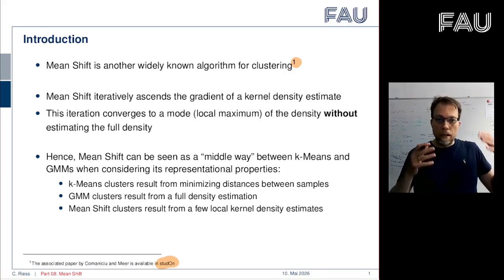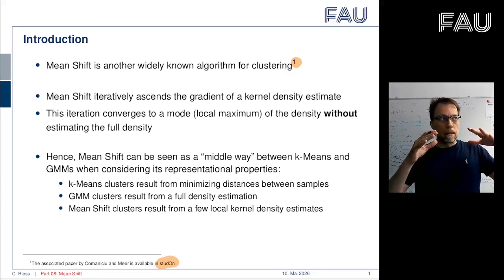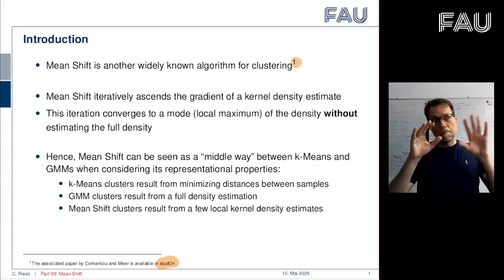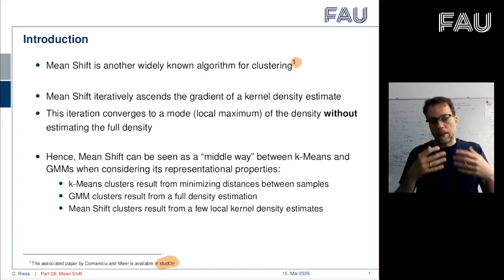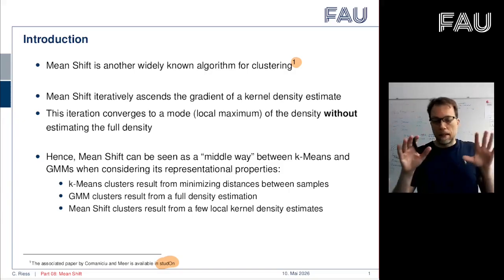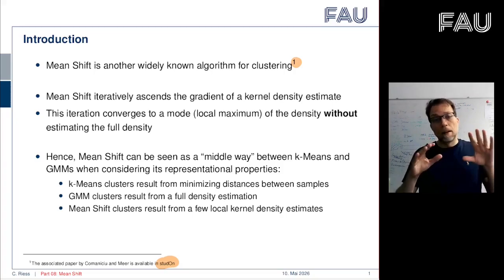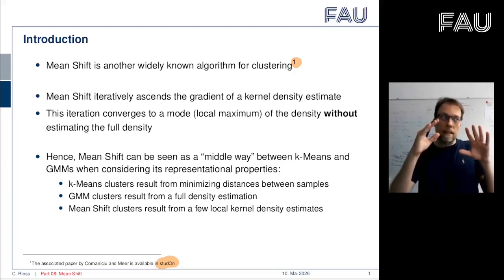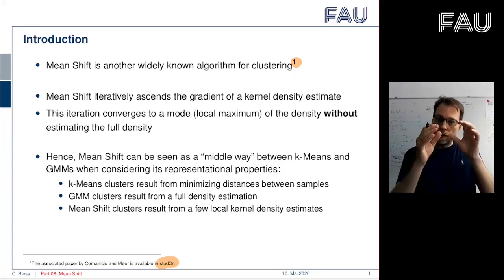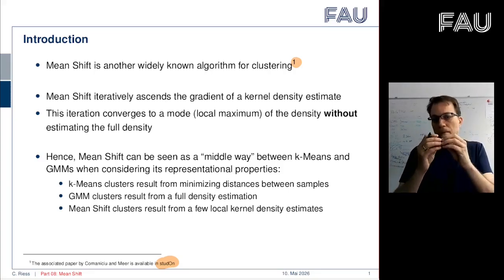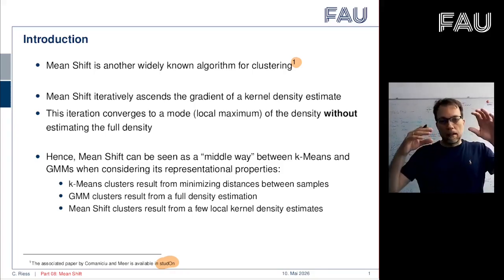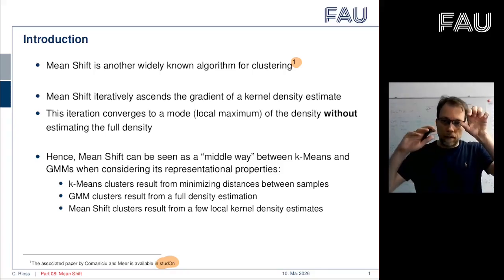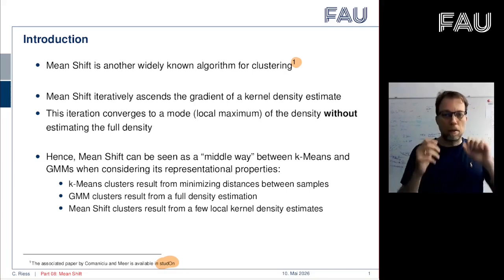The idea of mean shift is that it says, well, all these samples should represent a density, or I can look at the samples in the space as a density, and then I can perform a gradient ascent on that density and converge to a mode, a local maximum of that density, without actually estimating the full density. I just look at the gradient, like how do I get to a mode?